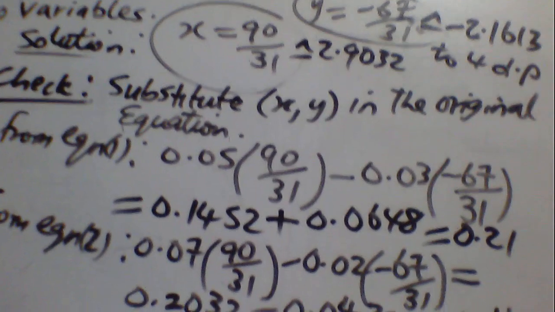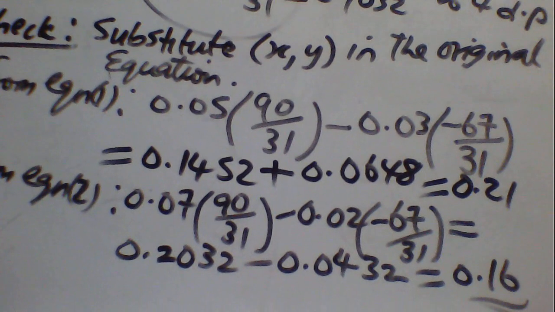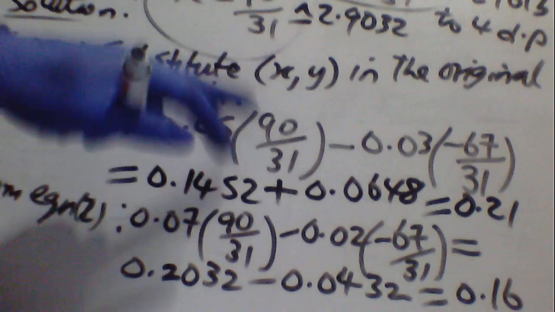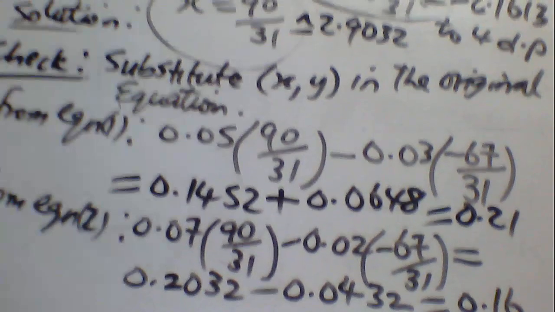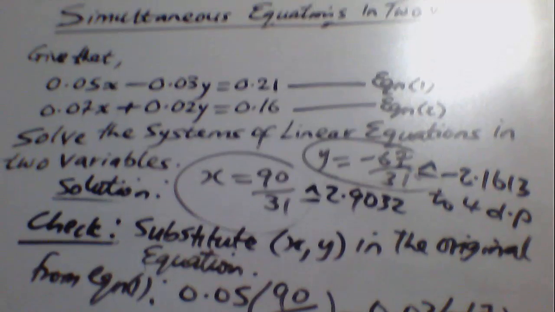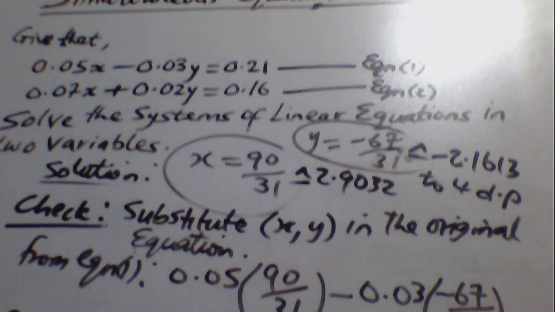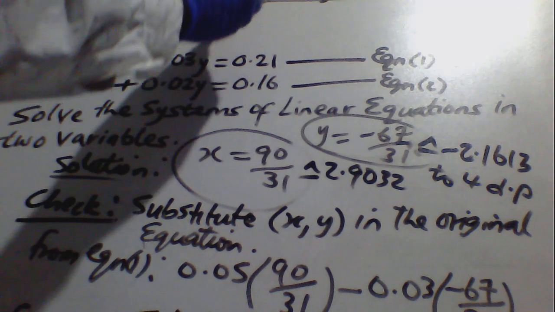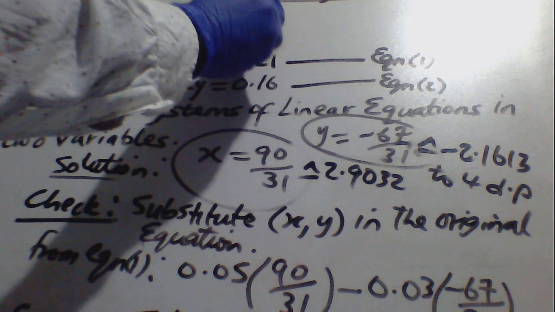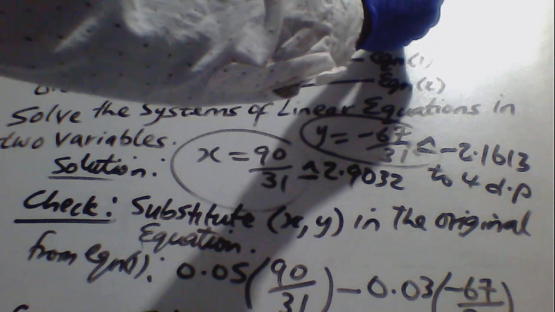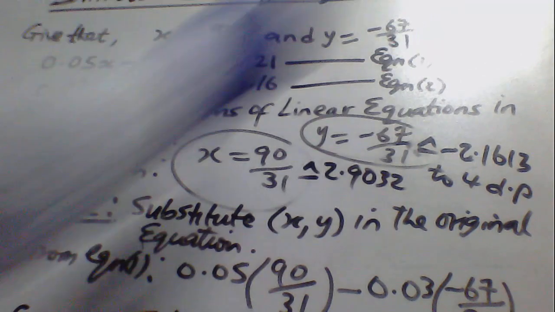So this suggests that your answers for x, this value we have gotten, are correct. Both values of x and y definitely satisfy the equation. For x equals 90 over 31, and for y equals minus 67 over 31.